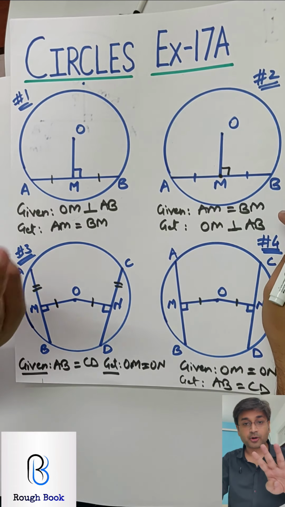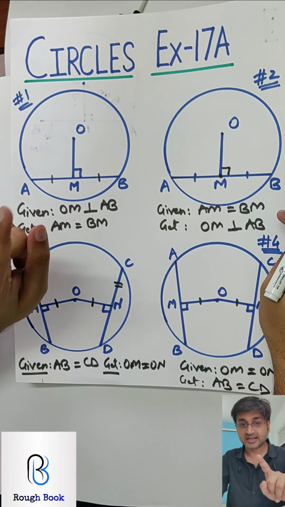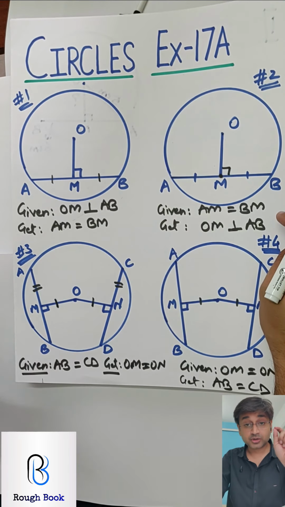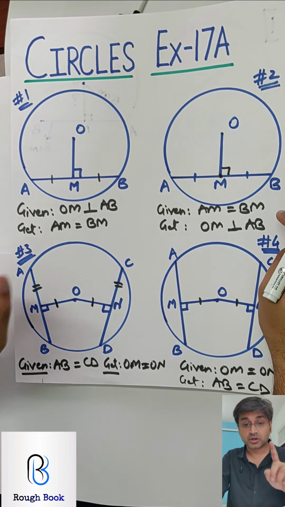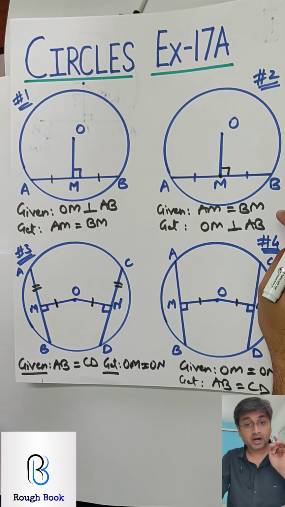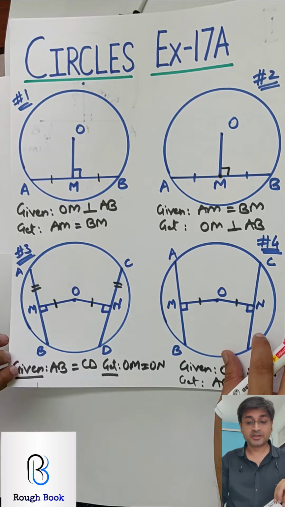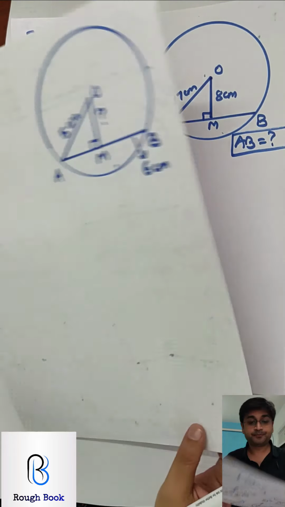Easy. So only 4 properties you need to know for this first exercise. It's in the description. You also saw it on the screen. You should write it. You should learn it. Until and unless you learn, don't start this chapter. Otherwise, you will be midway and you will not get anything. Alright. So let's begin. Sum number 1.